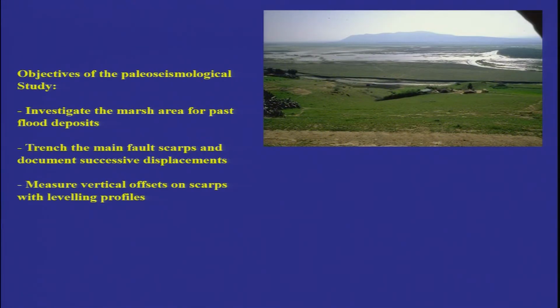So, the objective of the paleoseismic investigation usually remains the same. What they did was to identify the paleo earthquakes, or the ancient earthquakes. They investigated the marsh area which got flooded. For example, what they were showing was a stream flowing like that, and then there was an uplift here along this fault. So it blocked this channel.